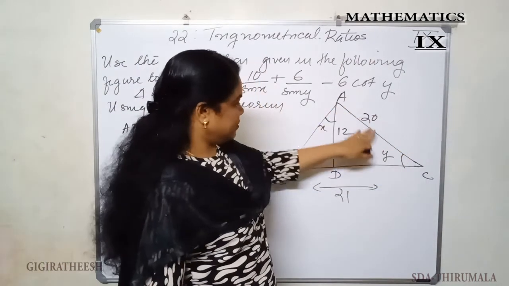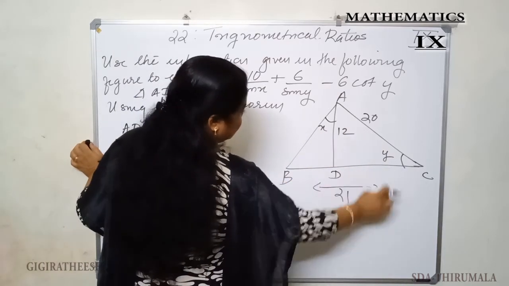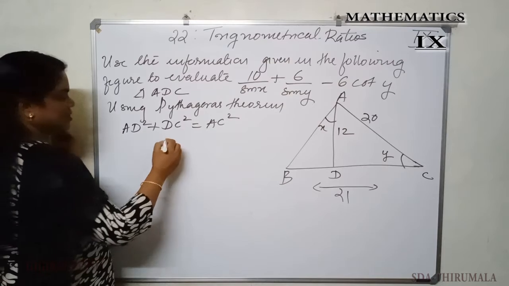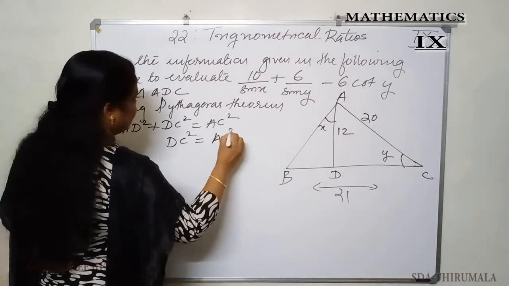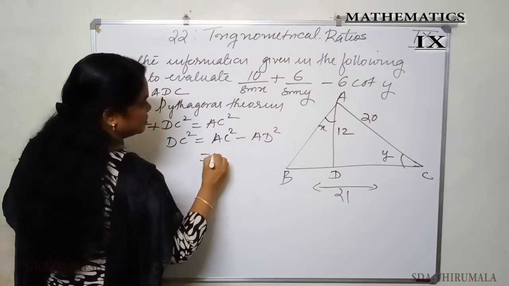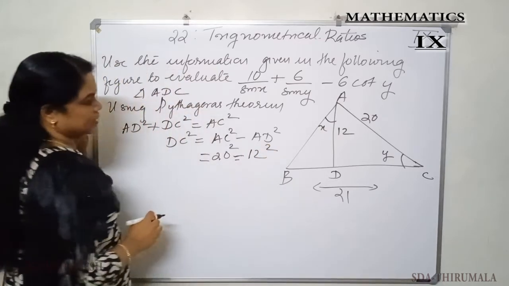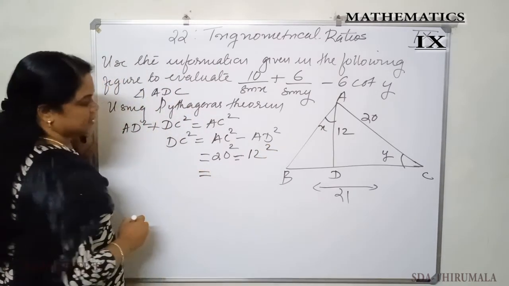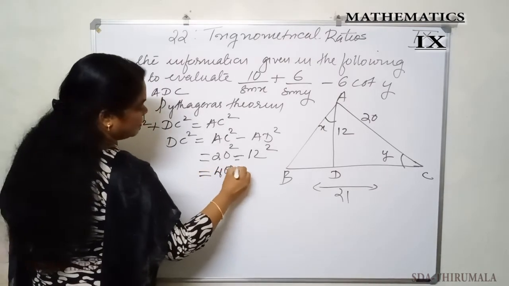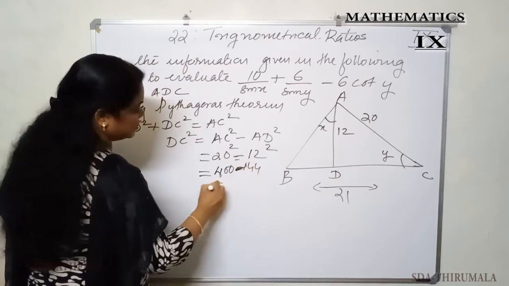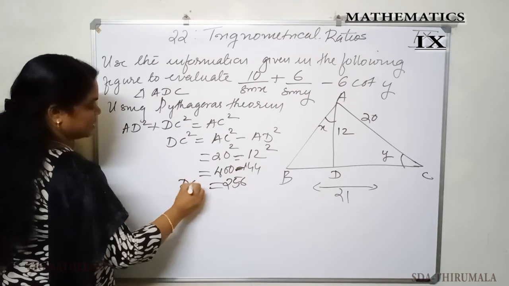This is the hypotenuse, this is the opposite side, that is perpendicular, and this is the base. DC square is equal to AC square minus AD square, and AC square is equal to 20 square minus 12 square. 20 square is 400 minus 144, that is equal to 256. So DC square is equal to 256.